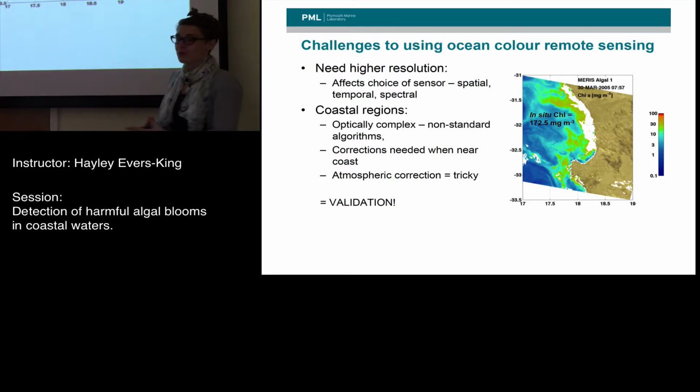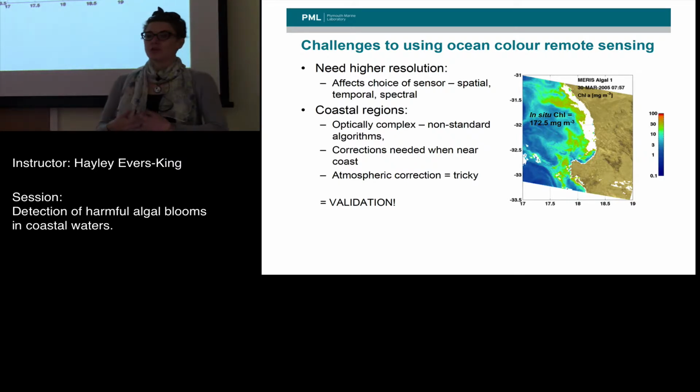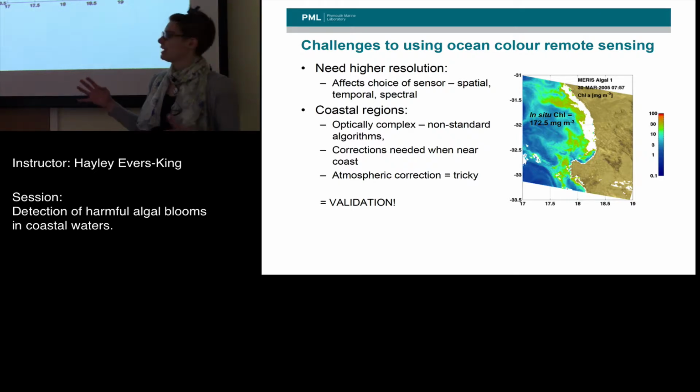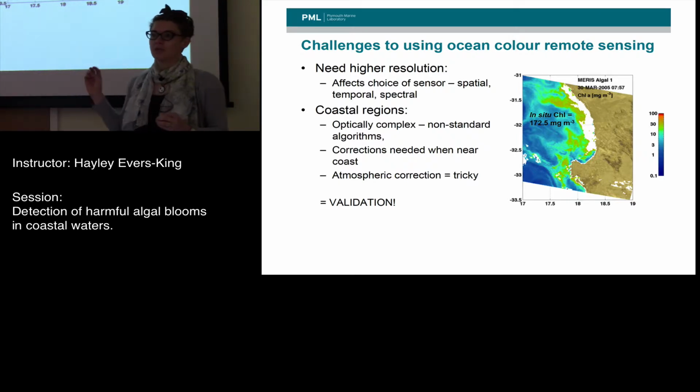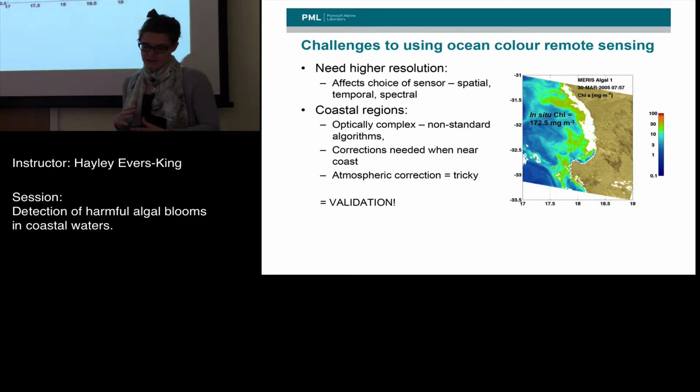Coastal regions themselves present a problem. They're usually optically complex, we call them. What that means is that, for example, chlorophyll is not always the dominant part of the signal. You may also have input from the land, you might have rivers, and generally the conditions there might not be the conditions that would be most representative for the algorithms that have been developed to look at global satellite data. So you might have to consider that.